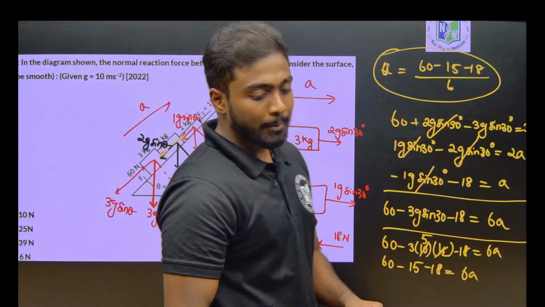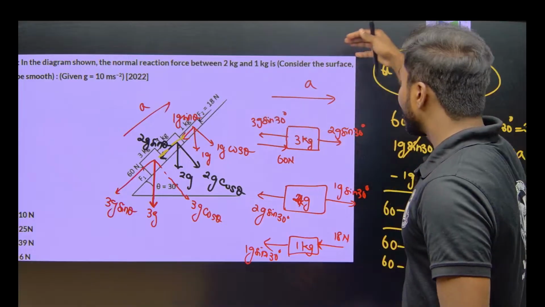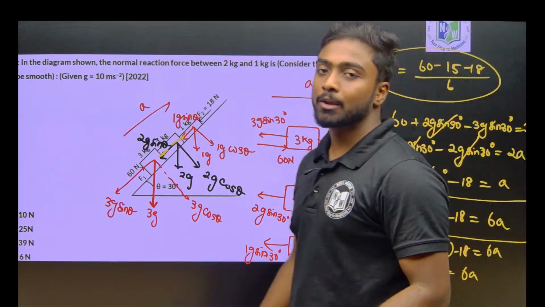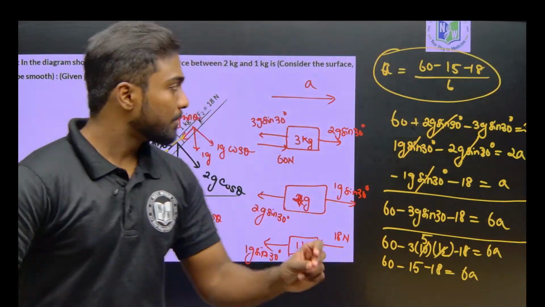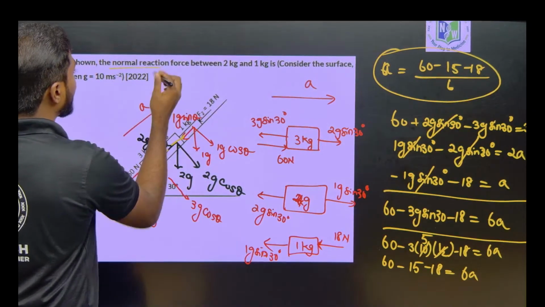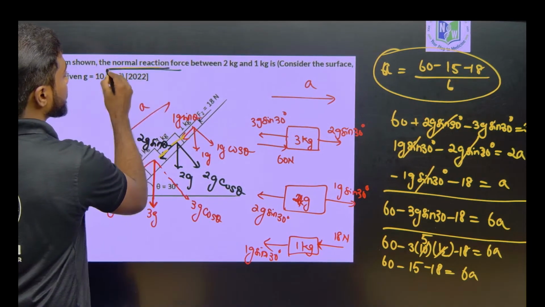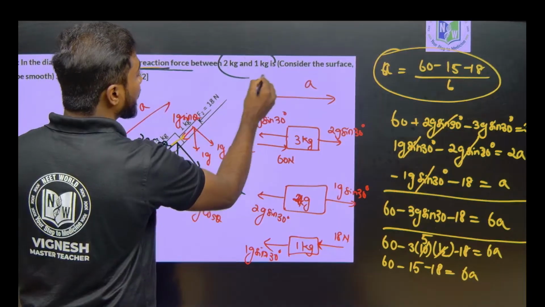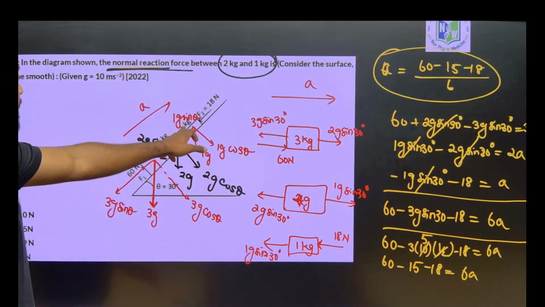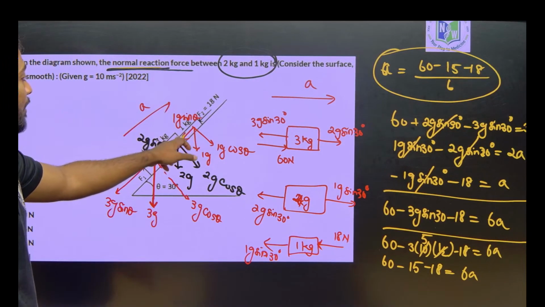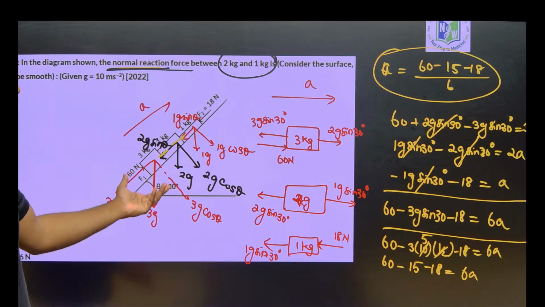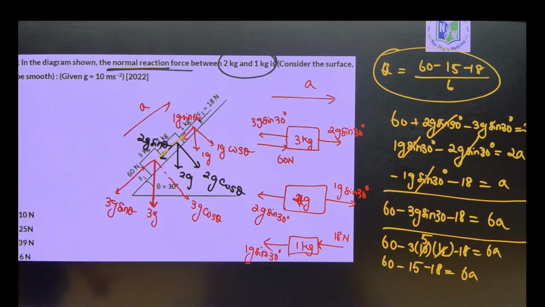But most of the people are thinking like, I need to solve everything, I need to solve every equation, right? But simple, they are asking about the normal reaction force between the 1 kg and 2 kg block. It means what is the force acting here? 1g sine 30, that's it. I will get the answer.